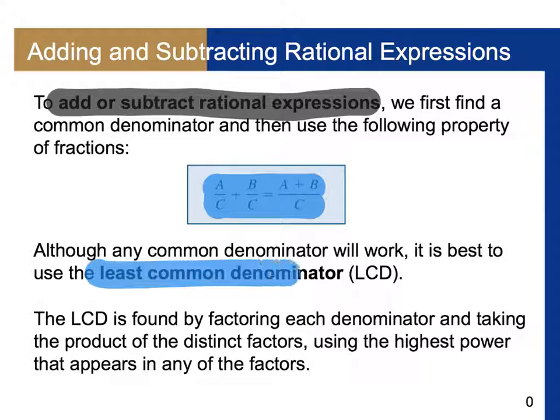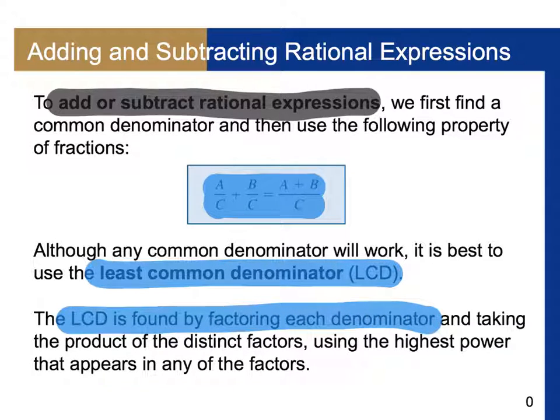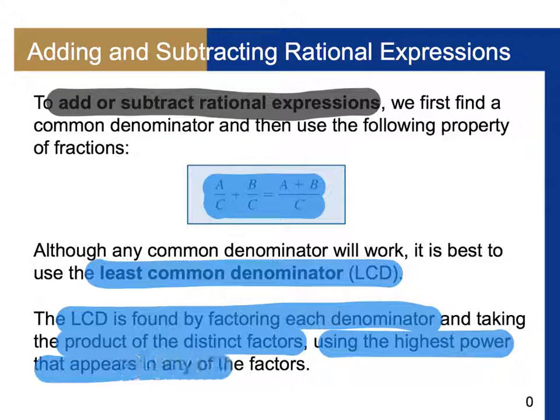We'll always use the least common denominator. It's the easiest, and it saves you a lot of work when you do that. So we can find the LCD by factoring each denominator and taking the product of the distinct factors using the highest power that appears in any of the factors. So it's important that we do that, using the highest power that appears in any of the factors. Okay, so we'll look at examples of that in the next slide.